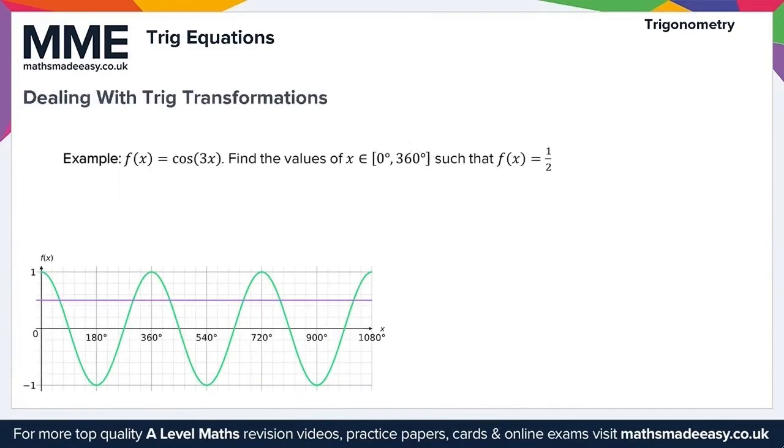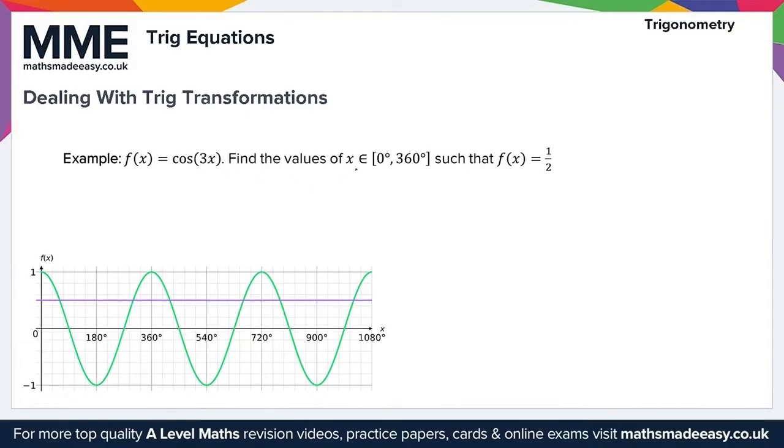Finally, moving on now to deal with trig transformations. In this example, we're asked to solve f of x equals cos 3x, such that f of x is equal to a half. So what we're looking for is cos 3x equals a half. This is a little bit more difficult compared to the previous example, because we have this 3x now. So how would we tackle a problem like this?